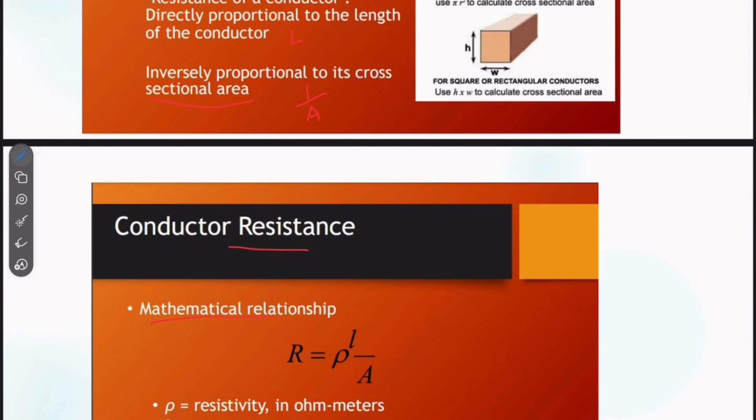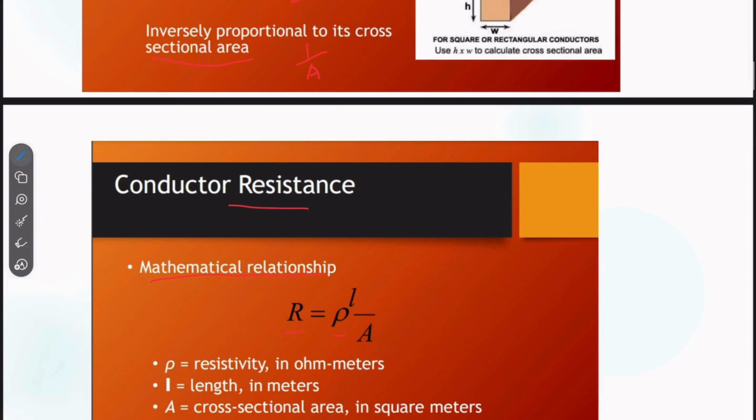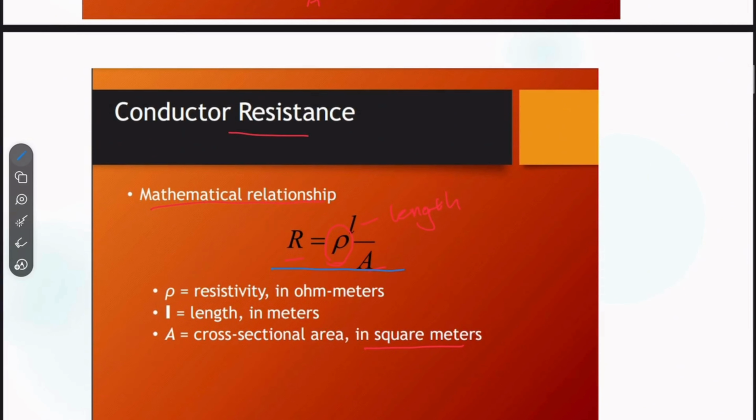For the resistance of a conductor, the mathematical relationship is R equals rho times L over A. Rho is the resistivity in ohm meters, and L is the length. A is the cross-sectional area in square meters. So R equals rho L over A. That's the formula we use when we have a conductor, and we have the length and the cross-sectional area A.